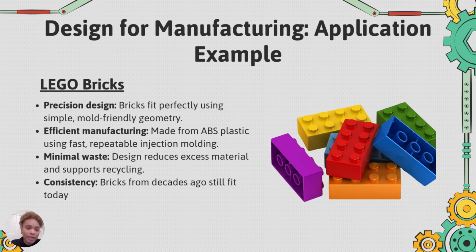So let's take Legos, for example. Legos have a precision design, so they fit perfectly together, have a simple geometry, and they use efficient manufacturing from ABS plastic using fast, repeatable injection molding, and it's also cost effective. And they have minimal waste, so the inside of Legos are hollowed out, so they reduce excess material and support recycling. And you could take a Lego from today and one from 1900s, and it would still fit together perfectly because Lego has maintained its consistency through their designing for manufacturing.